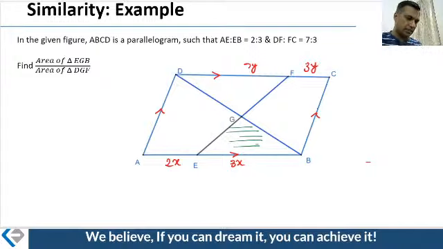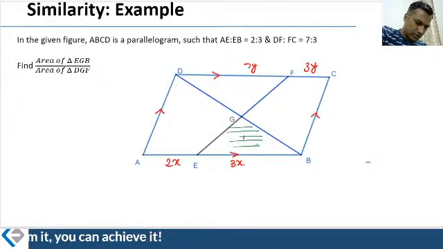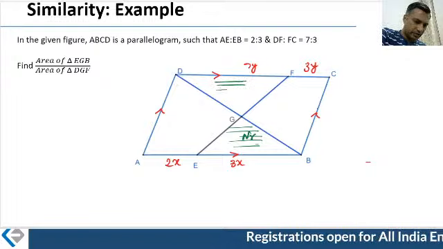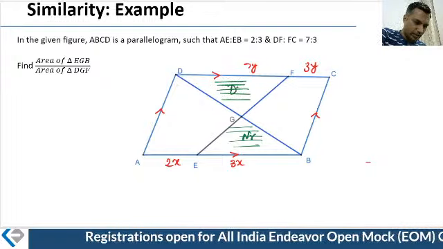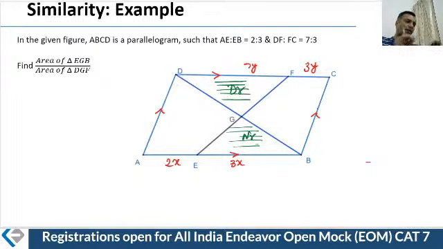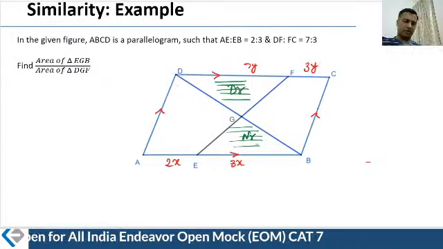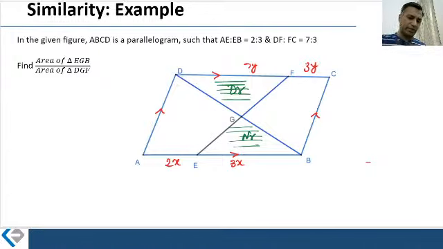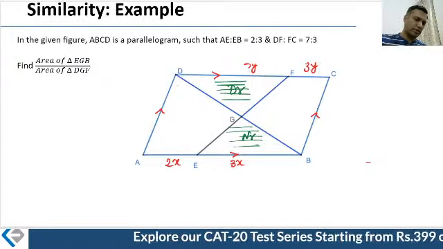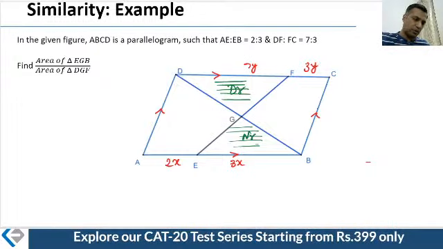Let the area of this, that is nothing but EGB, be in the numerator, divided by the area of this, which is in the denominator. I need to compare the area of these two triangles. That is what the question is all about, and that is what I need to be primarily doing in this particular question. Good. Let's take a look at this particular question clearly.